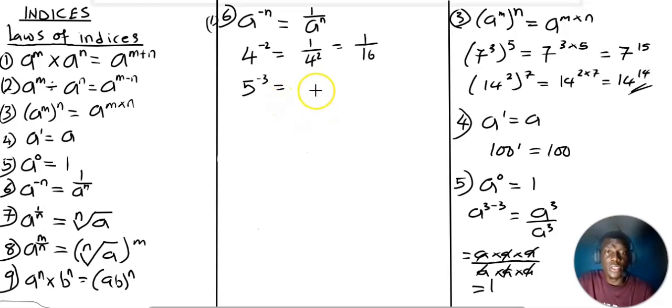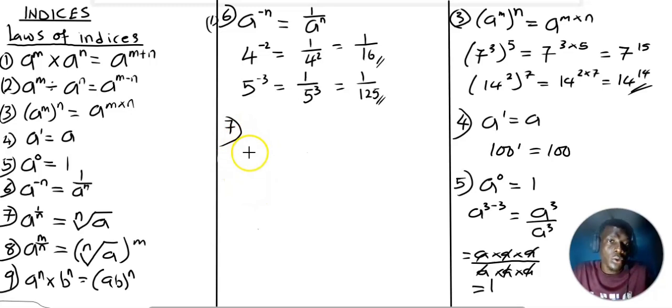Now you have 5 raised to the power minus 3. It can be written as 1 over 5 raised to the power positive 3. And this is equal to 1 over 5 raised to the power 3. 5 times 5 is 25, 25 times 5 is 125. So 5 raised to the power 3 is 125. So this is our final answer.